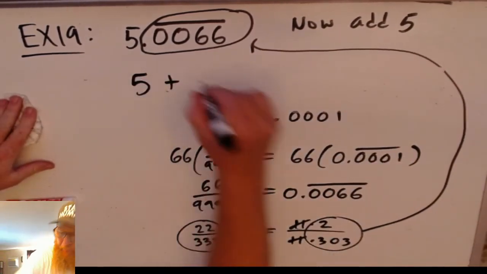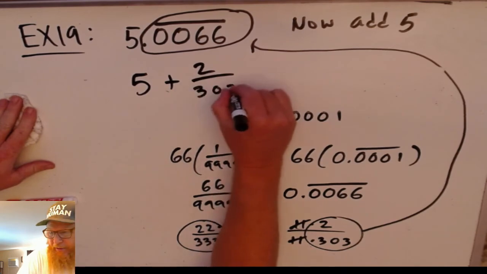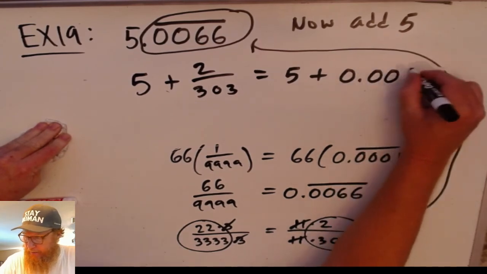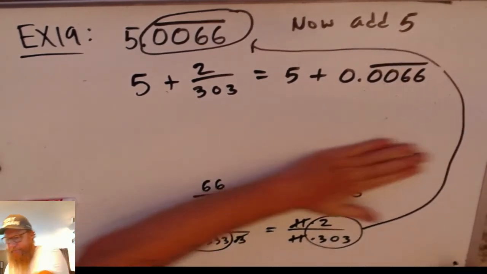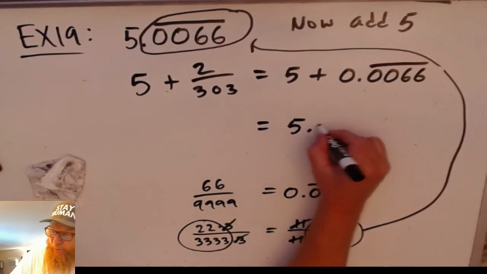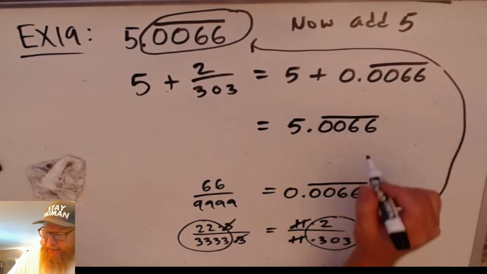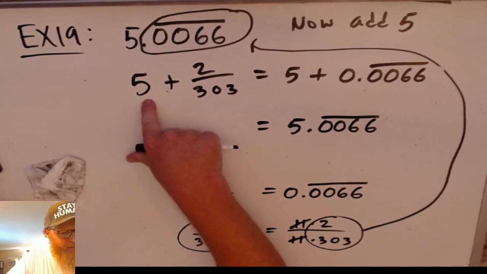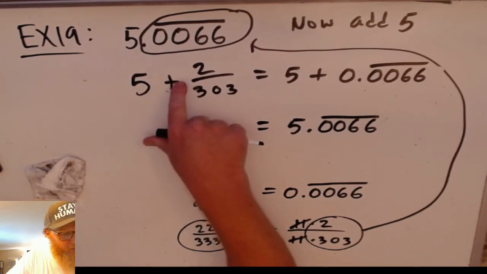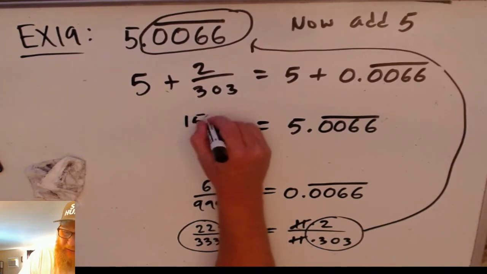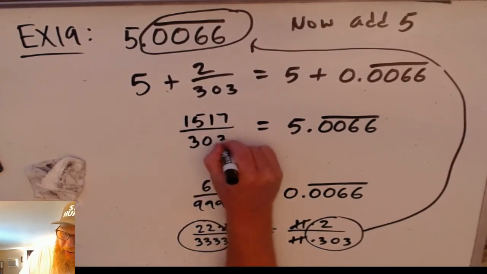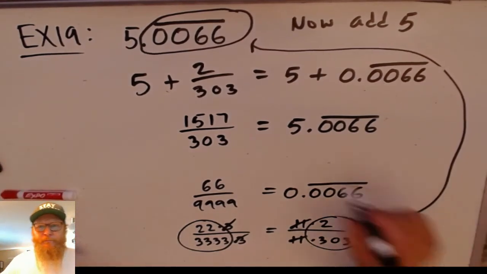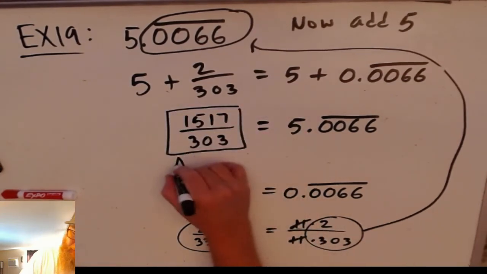And so we have 5 plus 2 over 303 equals 5 plus 0.0066. So that'll be 5.0066 repeating. And then over here, 303 times 5 plus 2 is 1,517 over 303. And that's your answer.